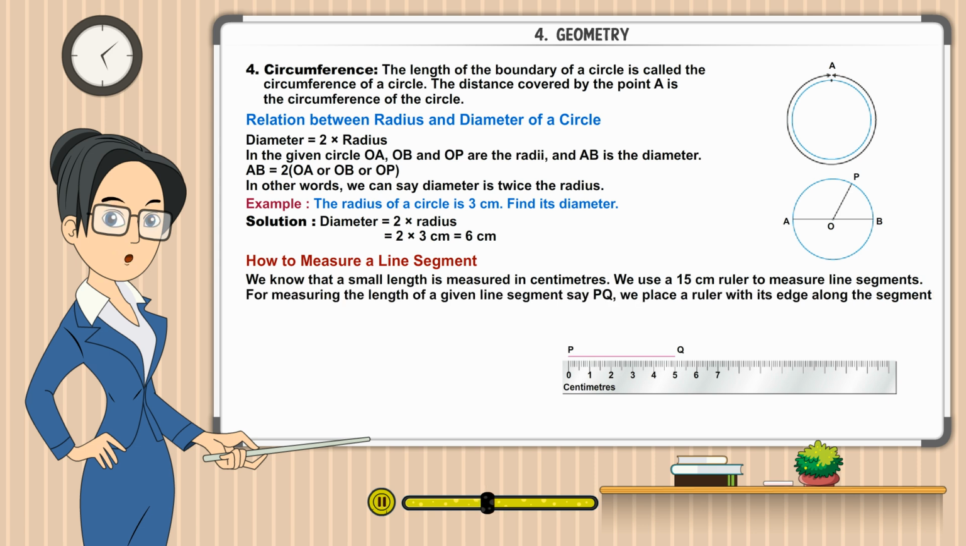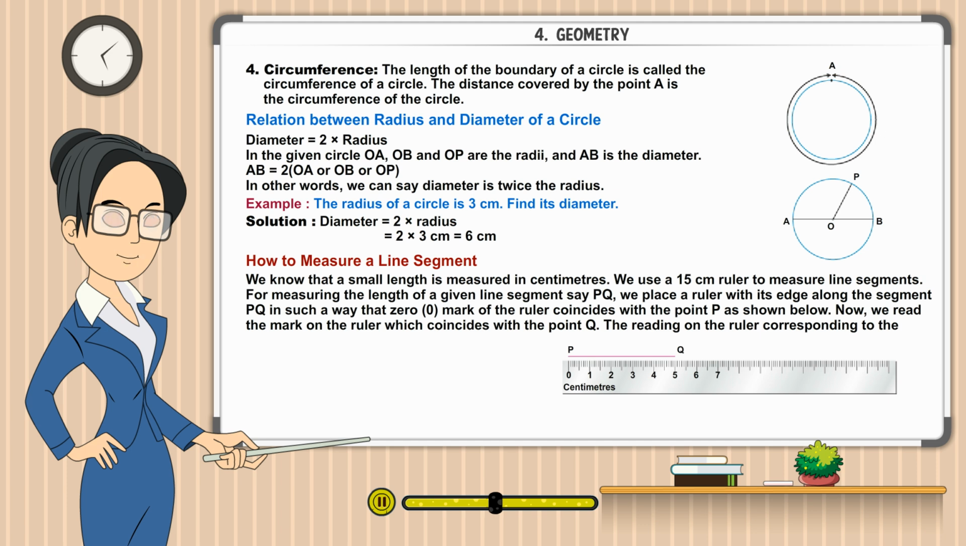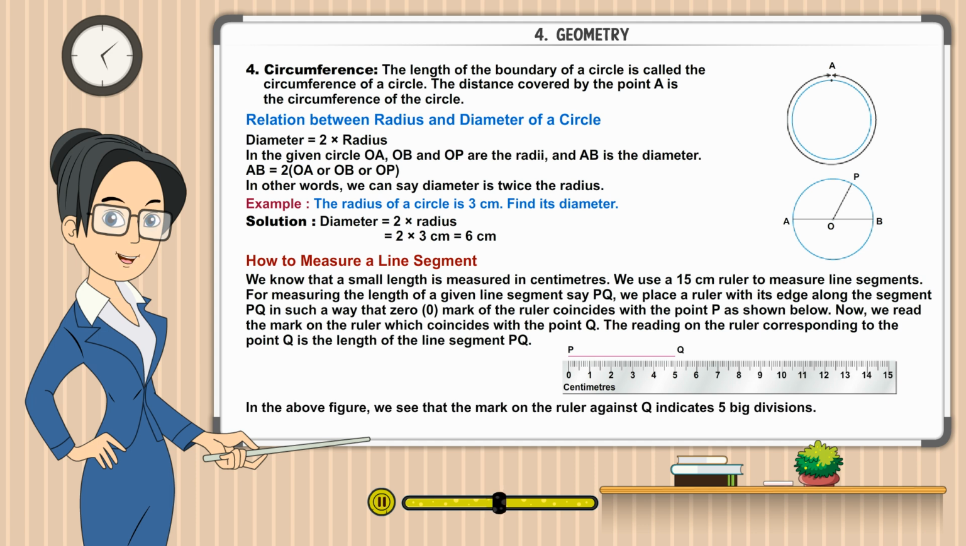For measuring the length of a given line segment, say PQ, we place a ruler with its edge along the segment PQ in such a way that 0 mark of the ruler coincides with the point P as shown below. Now we read the mark on the ruler which coincides with the point Q. The reading on the ruler corresponding to the point Q is the length of the line segment PQ. In the above figure, we see that the mark on the ruler against Q indicates 5 big divisions. So, the length of the segment PQ is 5 cm, that is PQ is equal to 5 cm.